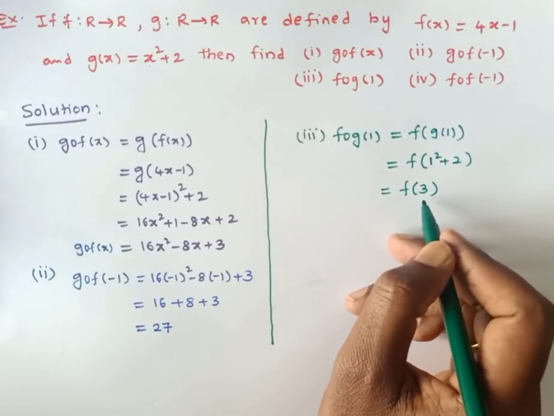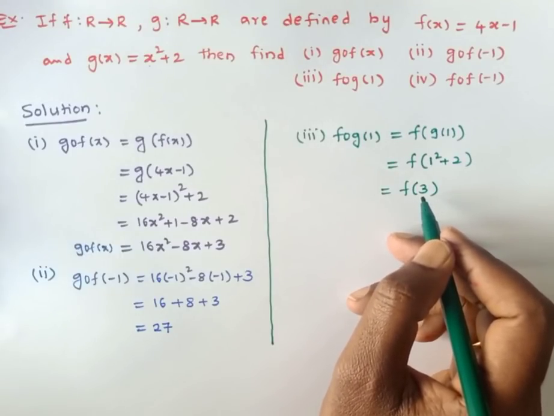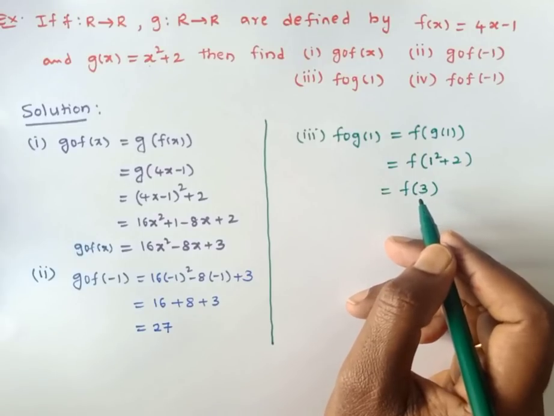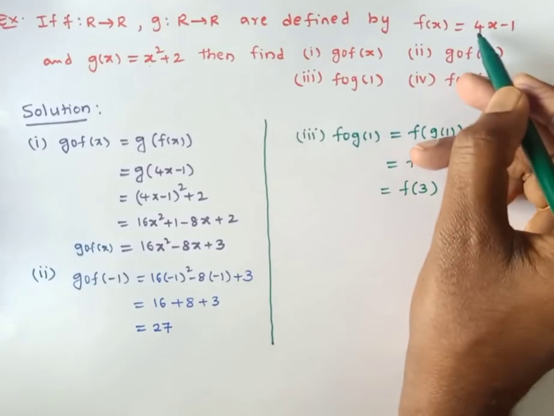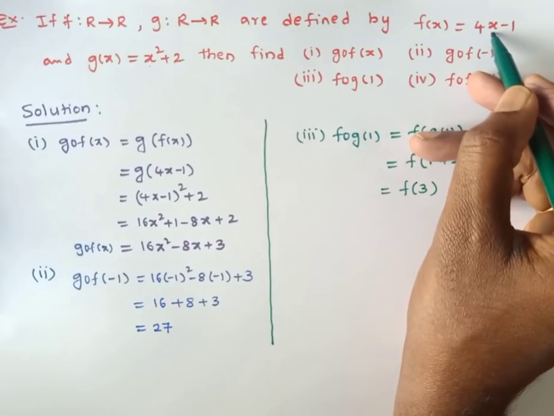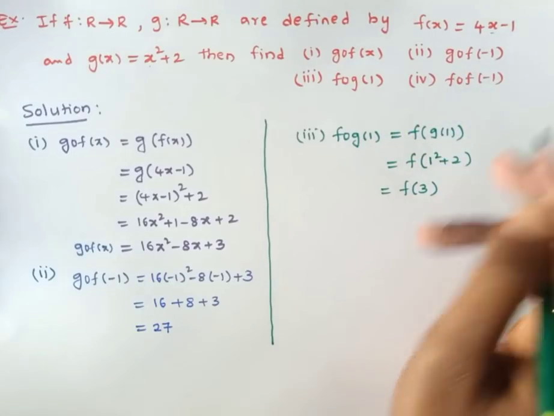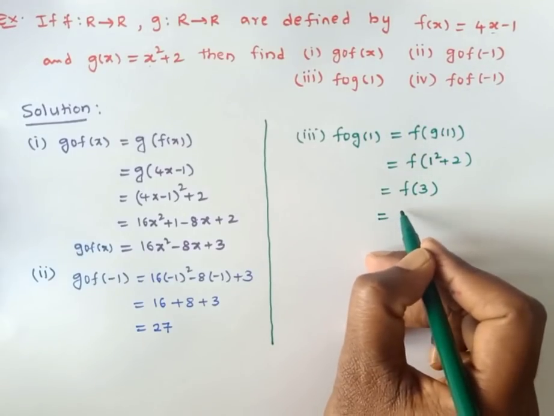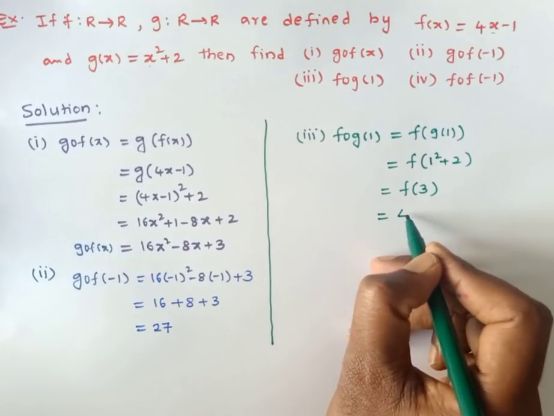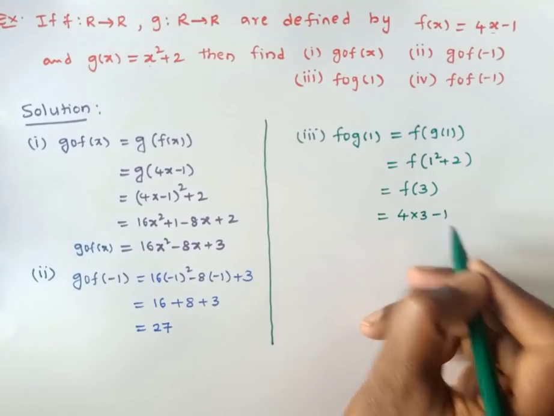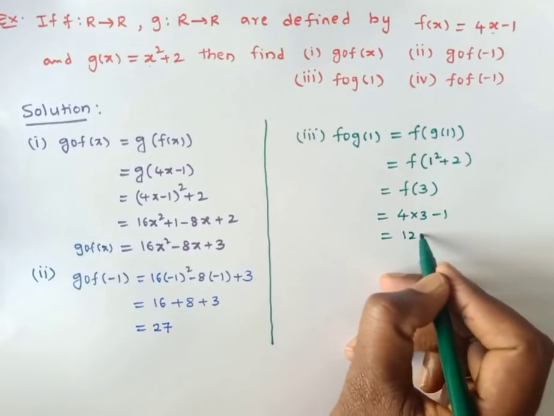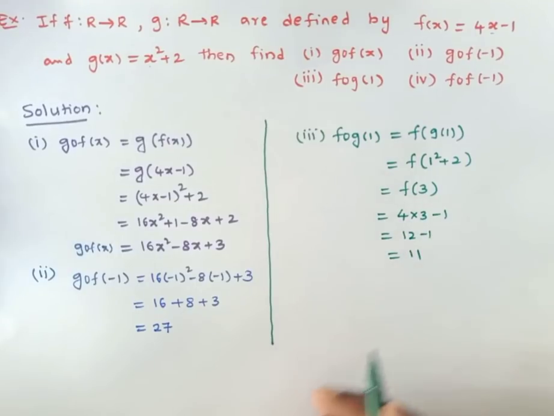Now find out f of 3 value. It means you need to replace the variable of f of x with 3. The variable present in f of x is x, so replace this x with 3. Then you get the value of f compose g of 1. Then it is 4 into 3 minus 1. So this is 12 minus 1, which is 11.